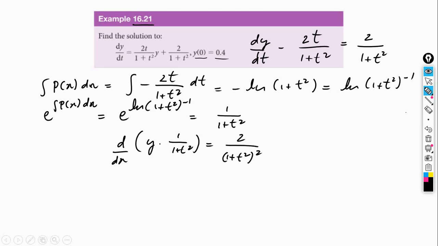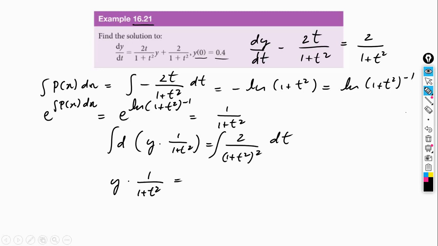Oh, this is not dx, this is dt here. Just out of habit. But we're going to send that to multiply to the other side anyway, so let's just leave it here, dt. And next, we integrate both sides of the equation. On the left-hand side, it's easy because we're left with y times 1 over 1 plus t squared.